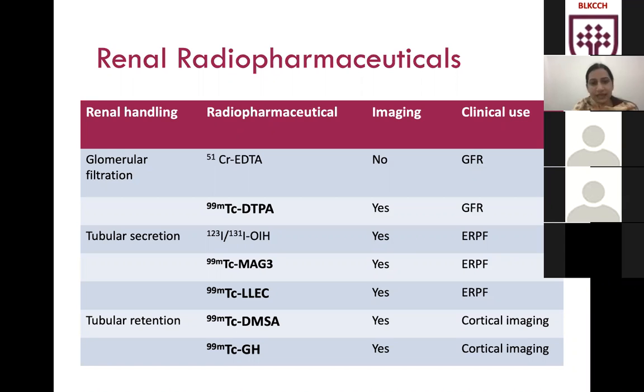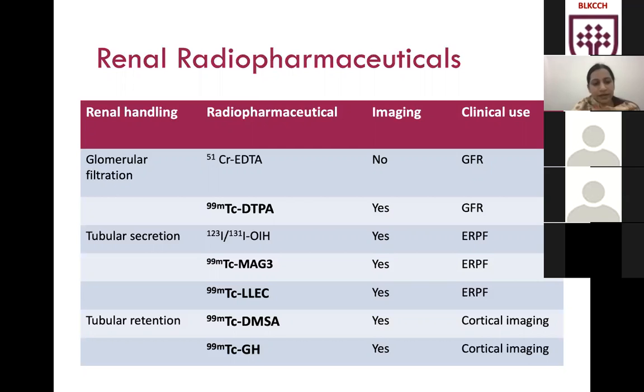Chromium EDTA and technetium DTPA, diethylenetriamine pentaacetic acid, are primarily filtered at the glomerulus. So these are suitable for measuring the glomerular filtration rate by serial blood sampling after administration of this agent. By calculating its depletion in the plasma, GFR can be determined.